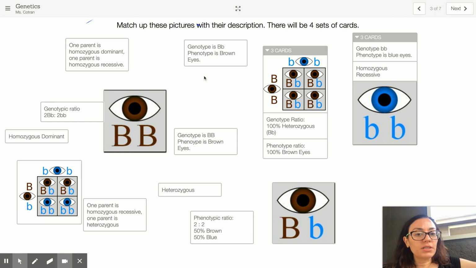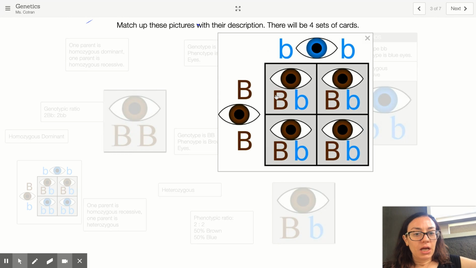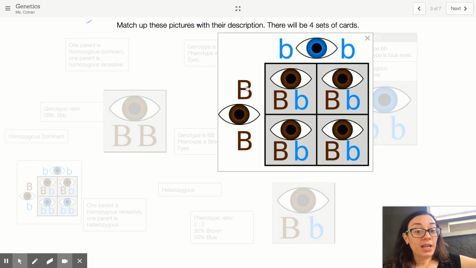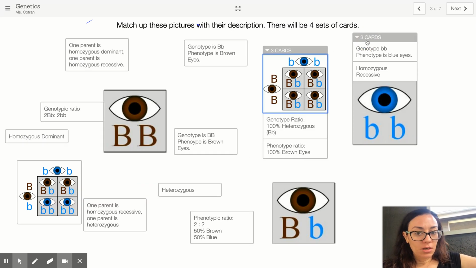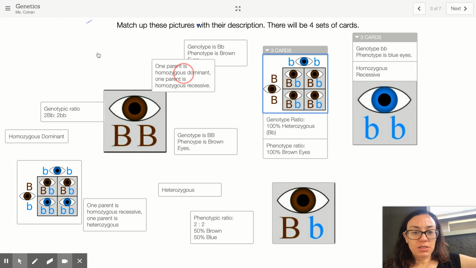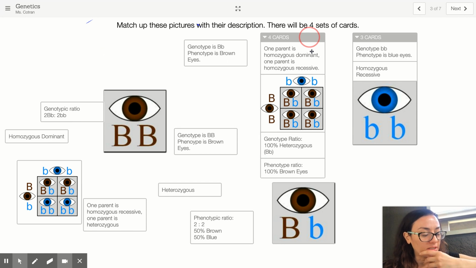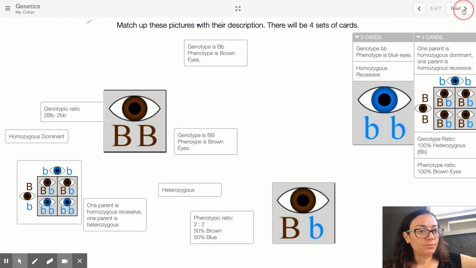Well, looks like their parents, if you take a look at it, actually, both of them are homozygous. But the difference is that one has capital and one has what? Lowercase. So we say one parent is homozygous dominant, that's the brown-eyed, and one parent is homozygous recessive, that's the blue-eyed. So I would let you do the rest of those on your own.